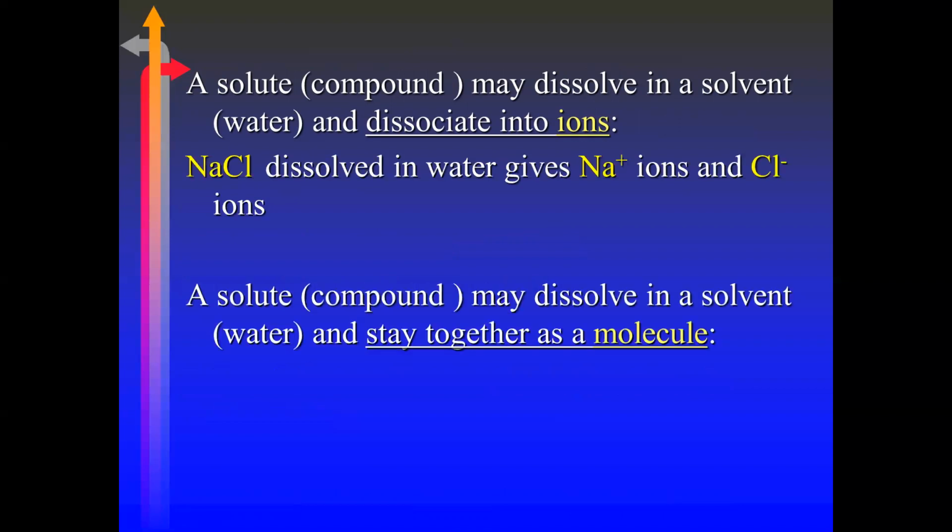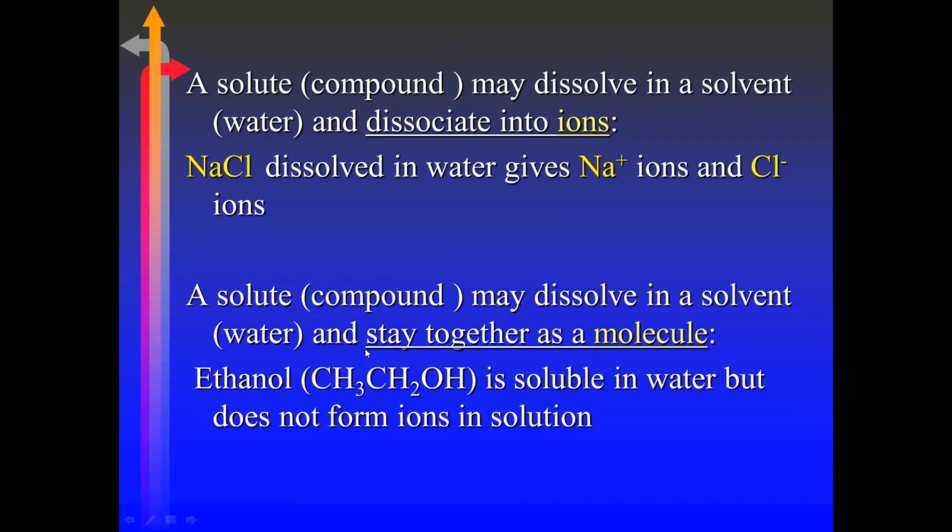A solid compound may dissolve in a solvent, water, and dissociate into ions. We use these words: dissociate means separate into ions. For example, sodium chloride is a salt we eat every day, found in the kitchen. When dissolved in the water, that will give sodium ions and chloride ions.